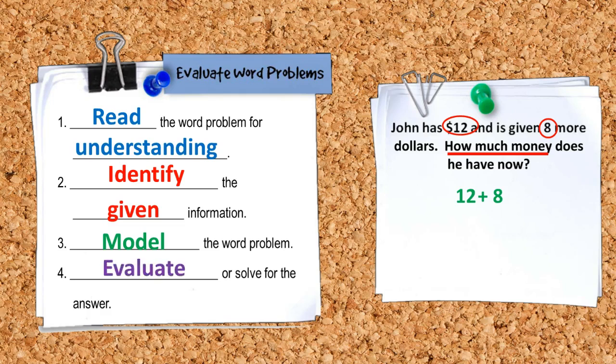Step 4 is to evaluate or solve for the answer. Here I'm going to use the order of operations. 12 plus 8 gives me 20. There's my final answer. Always include a unit. Remember, we're asking the question, how much money? The answer is $20. The unit has to go with any value that comes from a word problem.